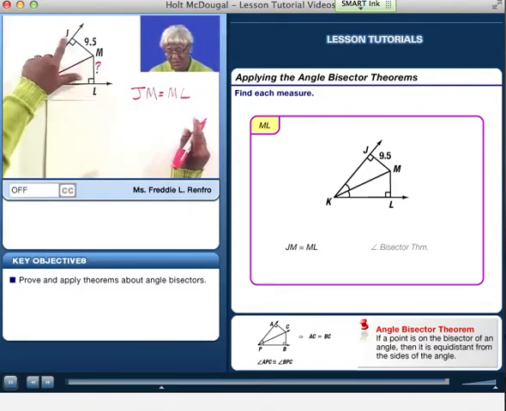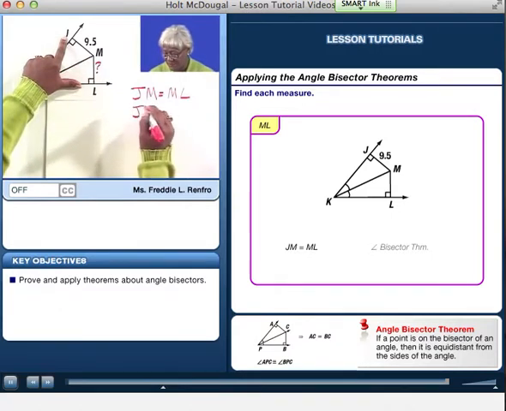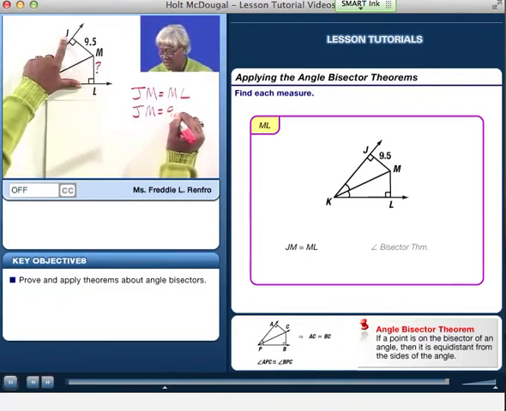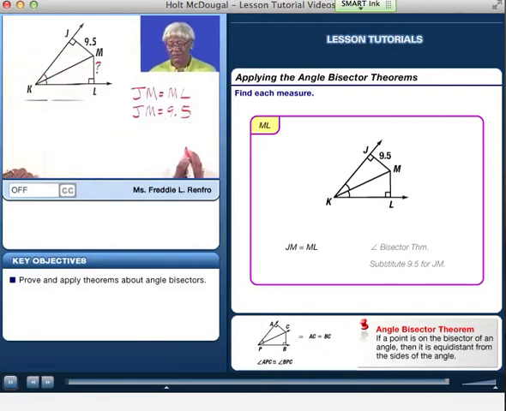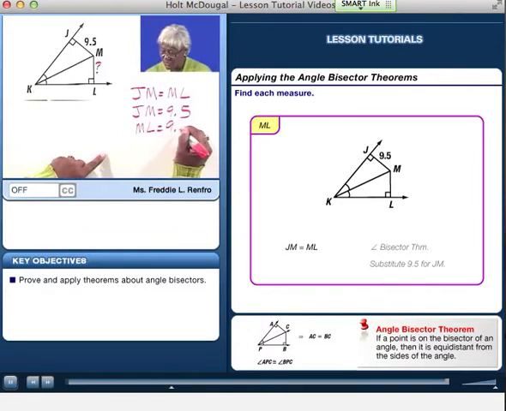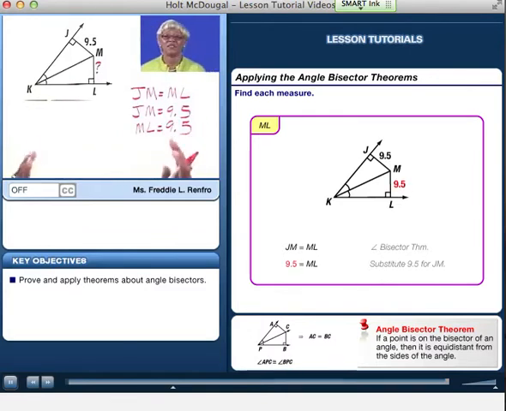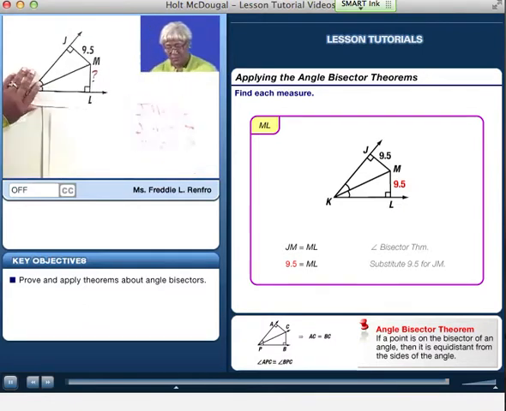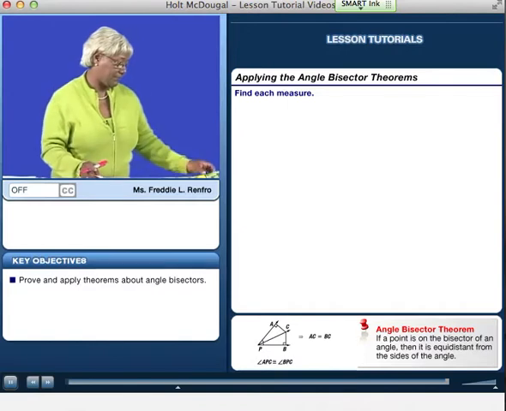In this case, we're trying to find the measure of ML. Well, MJ, or JM, is equal to 9.5. What's ML equal to? ML is also equal to 9.5 because of the angle bisector theorem. That's pretty simple. Let's look at one more.